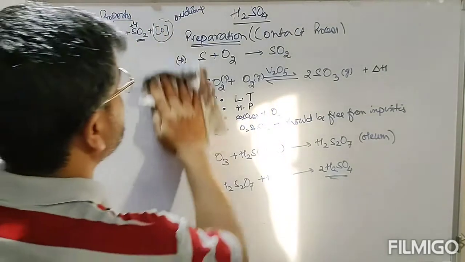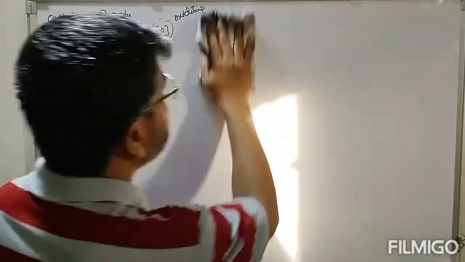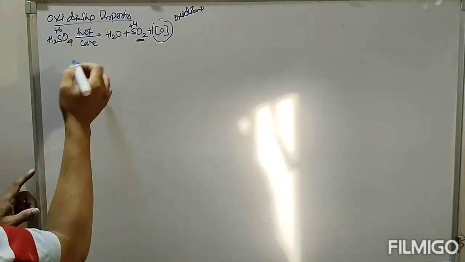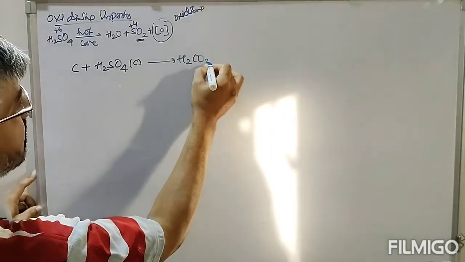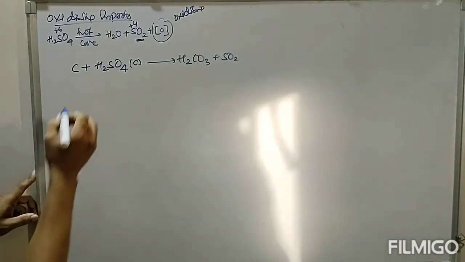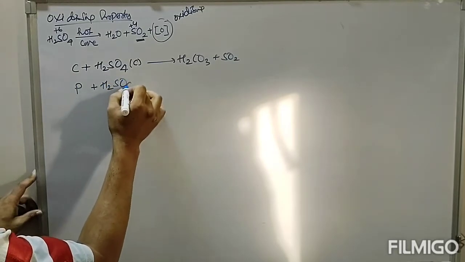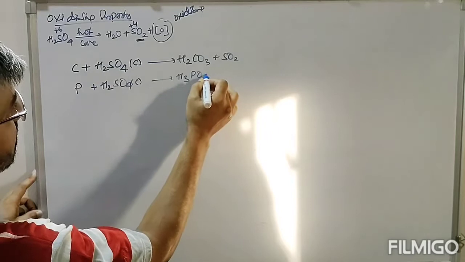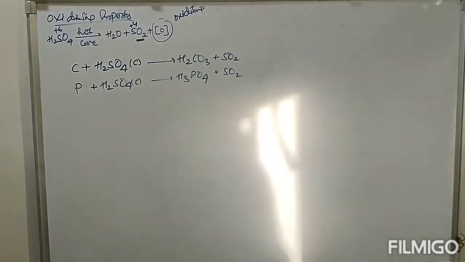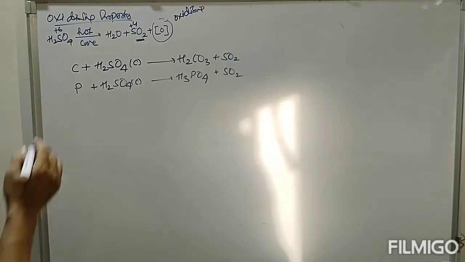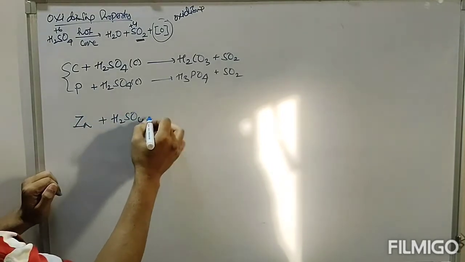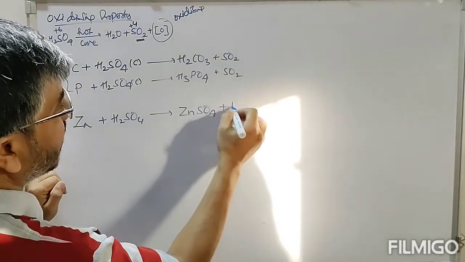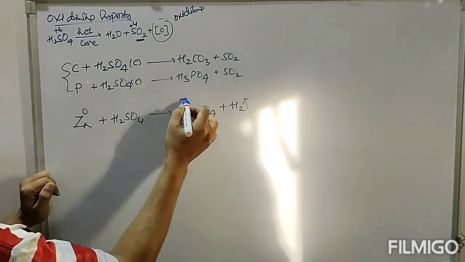Now this can oxidize non-metals also. Metals can be easily oxidized, but non-metals can also be oxidized. Look at this: carbon when reacted with concentrated sulfuric acid gives carbonic acid plus water, etc. It can oxidize phosphorus also to give phosphoric acid plus SO2, etc. So these non-metals can also be oxidized by concentrated sulfuric acid. But when we react with metals like zinc, sulfuric acid gives zinc sulfate and hydrogen gas is released. So zinc is changing from 0 to +2.